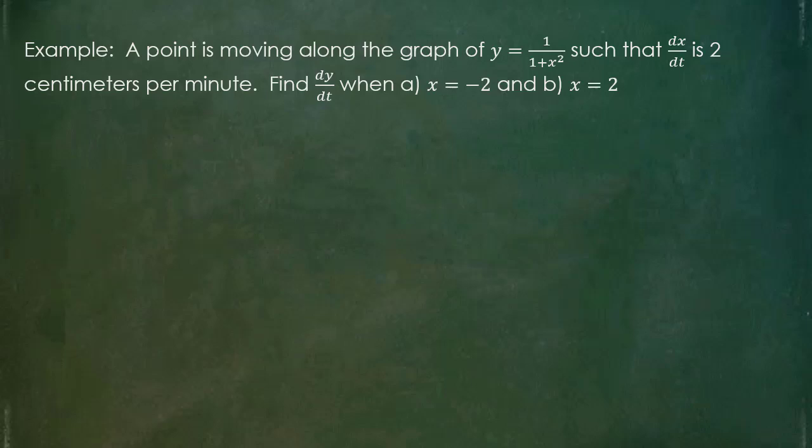Notice this one is just telling us that we have a point that's moving along a graph. In this case, the graph being y equals 1 over 1 plus x squared. Then it does give me this value for dx/dt is 2 centimeters per minute. And it wants us to find dy/dt, specifically at two different values. One time it's going to say when x equals -2, another time when x equals +2. So the first thing I would need to do is take the derivative with respect to t.